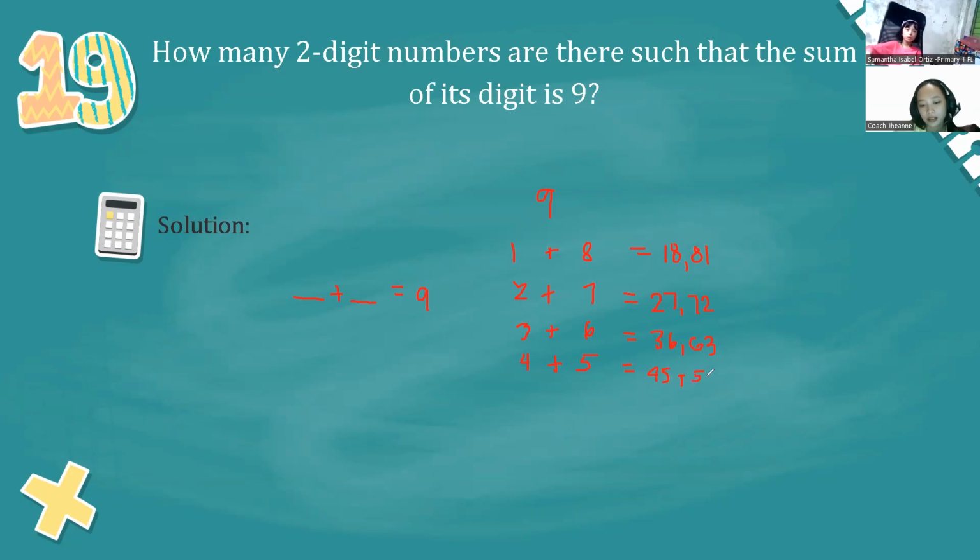We also have 9 plus 0. Okay? 9 plus 0. But if we have 0 and 9, that would be 09, which is just simply 9. So a two-digit number for 9 plus 0 is just 90, only one, since 09 is a one-digit number. Okay? Did you follow?